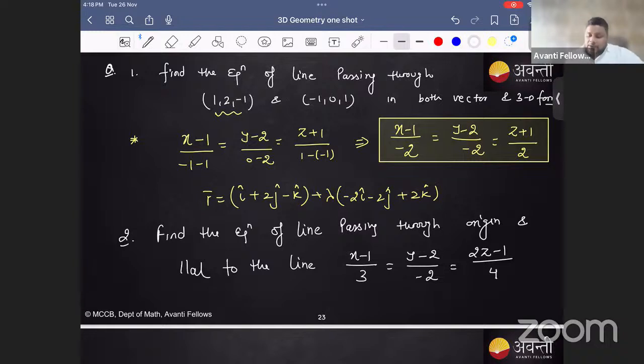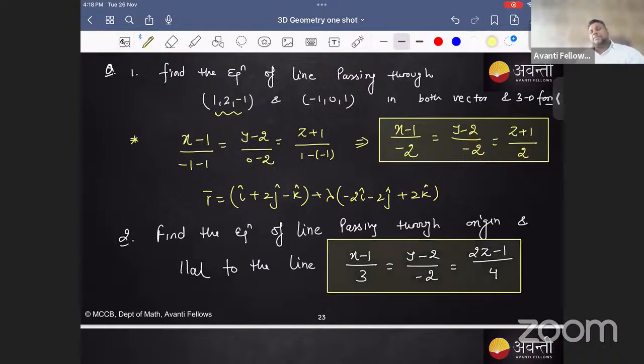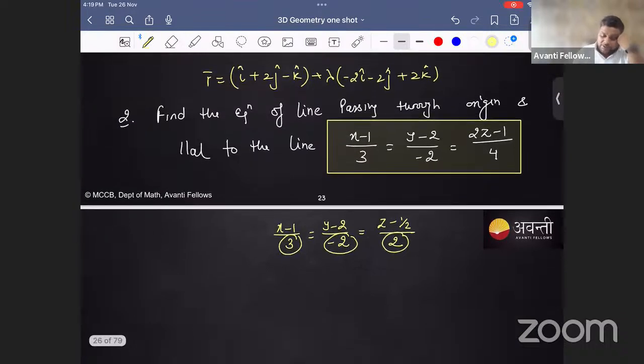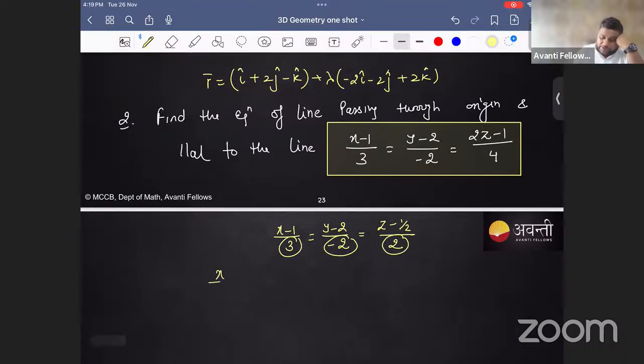Now, if my required line is parallel to this line, they will be having same direction ratios. Yes or no? So now this line can be rewritten as (x minus 1)/3 = (y minus 2)/(minus 2) = (z minus 1)/2. So direction ratios of this line are going to be 3, minus 2 and 2. Now in this case, line will be x/3 = y/(minus 2) = z/2. This is the second line. Am I clear?